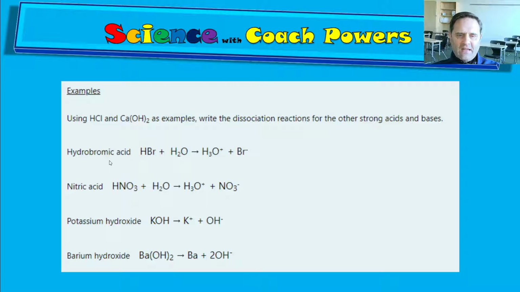Hydrobromic acid, nitric, potassium hydroxide, and barium hydroxide. The reason this is hydrobromic and not hydroxide is because you have regular H characteristics, not an OH characteristic. You see that OH is a hydroxide. Just a single H is an acid. Bromic acid, and you have a hydrogen, so it's hydrobromic, instead of potassium hydroxide, which is just a regular element name ending in hydroxide.